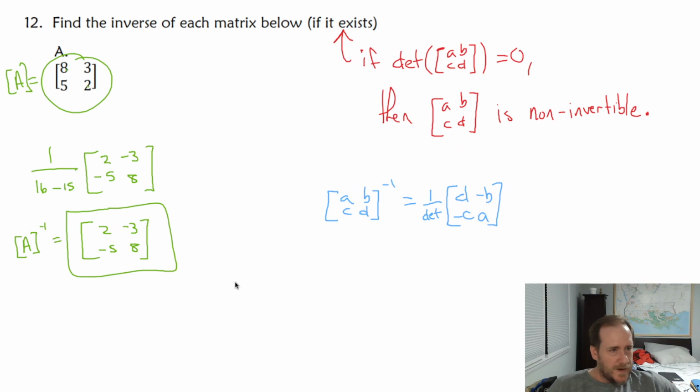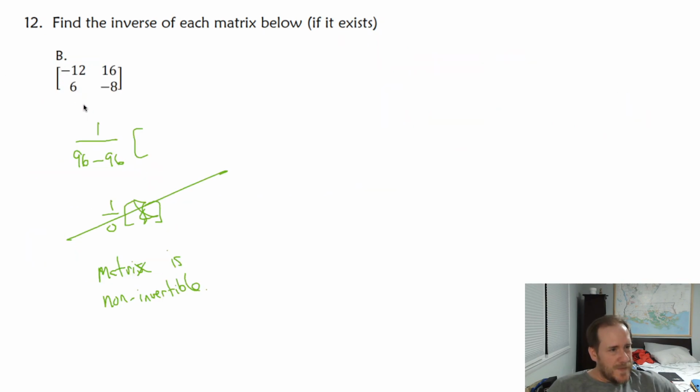Moving on from that. For part B, you go to find your determinant, and you very quickly get 96 minus 96, and you realize that that means you have a determinant of 0, which means this matrix is non-invertible. So we're done with this one.